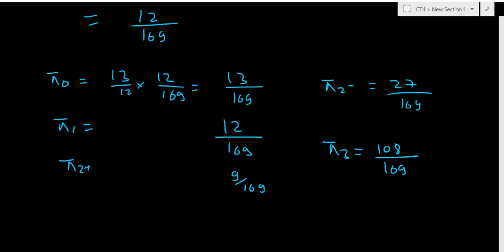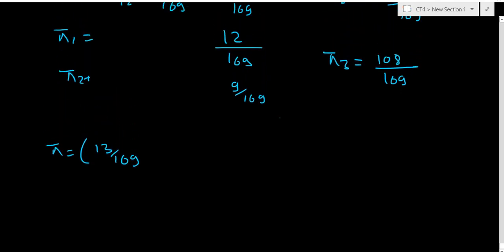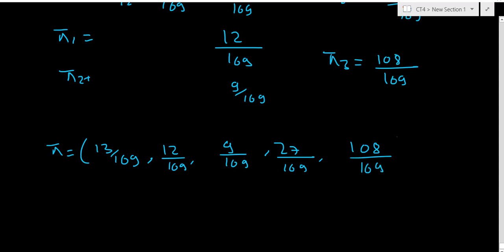So now I can just write my vector for pi, that is my stationary distribution, and it would be equal to 13 upon 169, 12 upon 169, 9 upon 169, 27 upon 169, and finally 108 divided by 169. So this would be my value for the stationary distribution, and this is how you solve it.